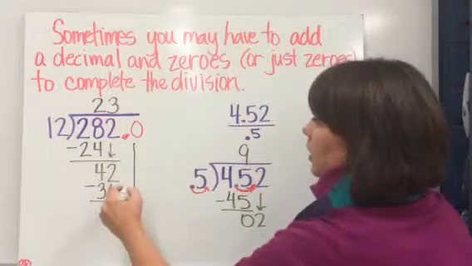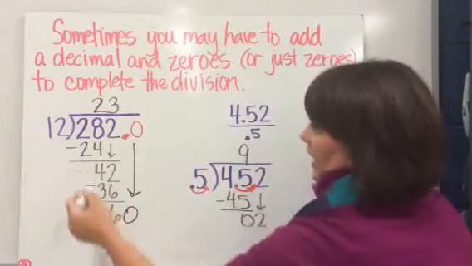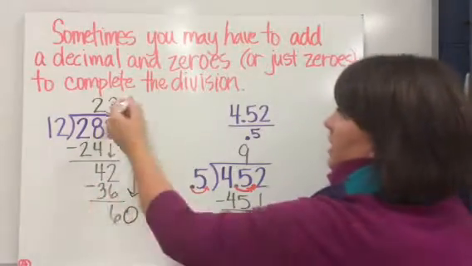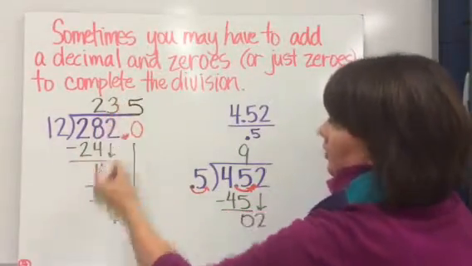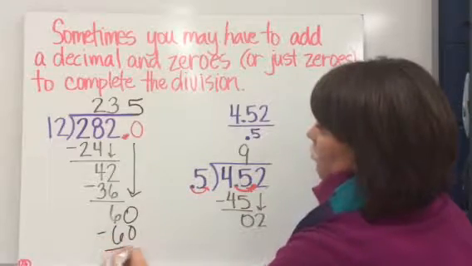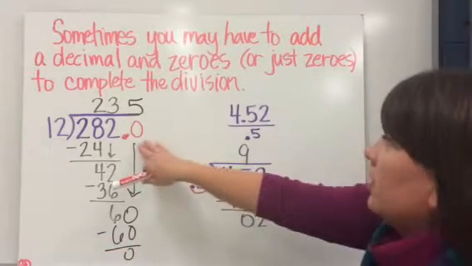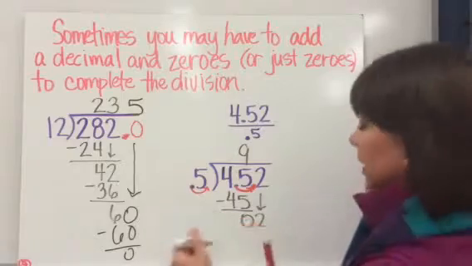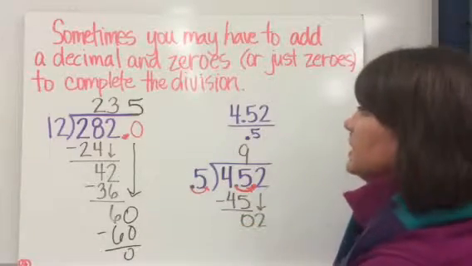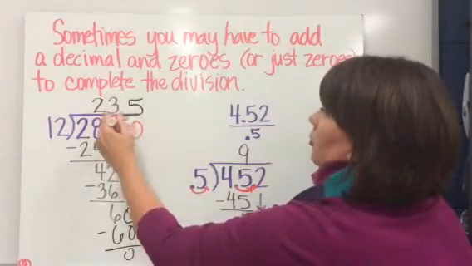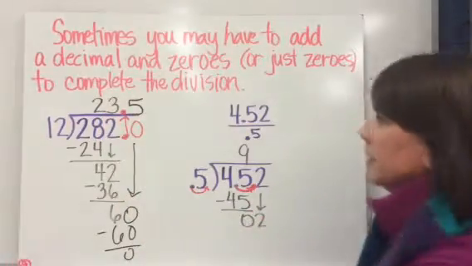So I bring this 0 down and I divide again. 12 goes into 60 5 times. 12 times 5 is 60. Subtract, and I have nothing left over. I don't need to add any more zeros, but I do need to remember to bring my decimal straight up into my answer, into my quotient.